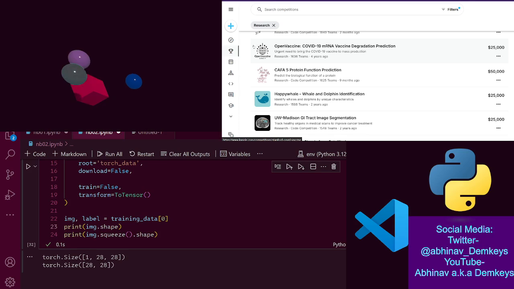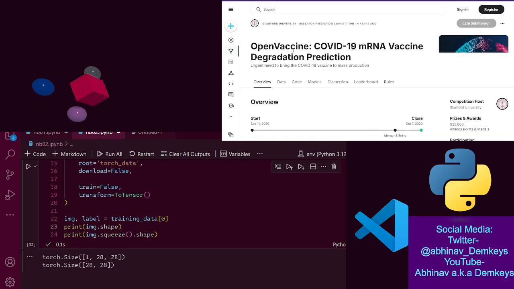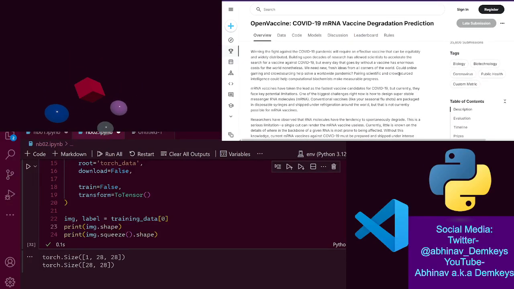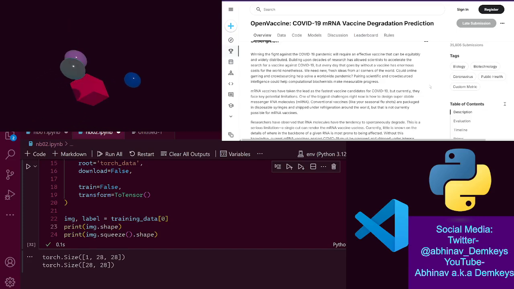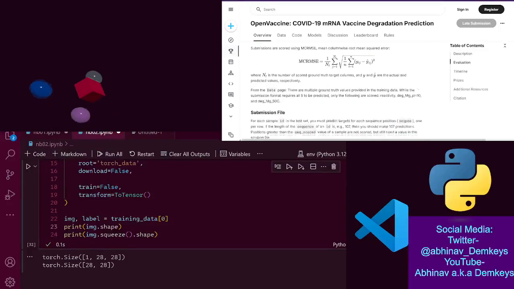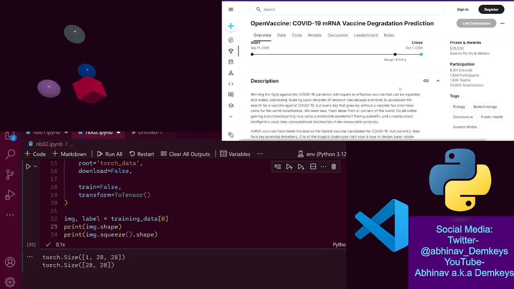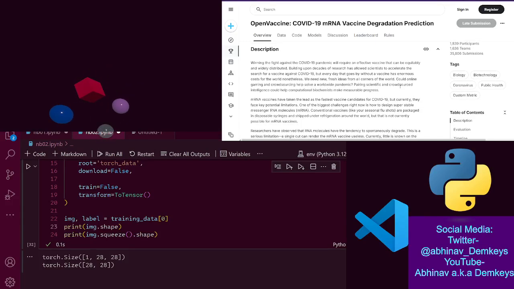Wait, is this made up or is this a real world thing? Urgent need to bring the COVID-19 vaccine to mass production. Dude, I'm not sure if this is a made up thing, right? They made up this scenario, or is this a real world situation where people are actually trying to solve a problem through this kind of competition?